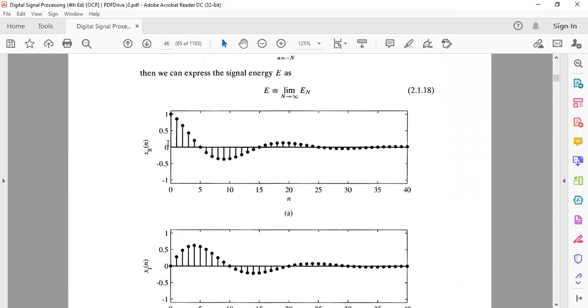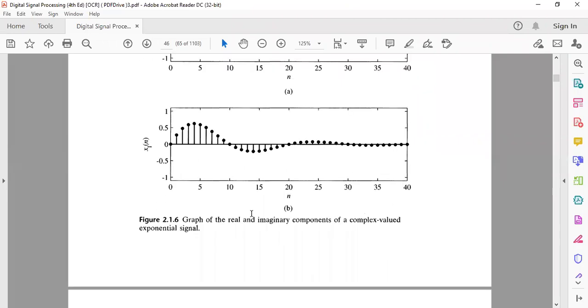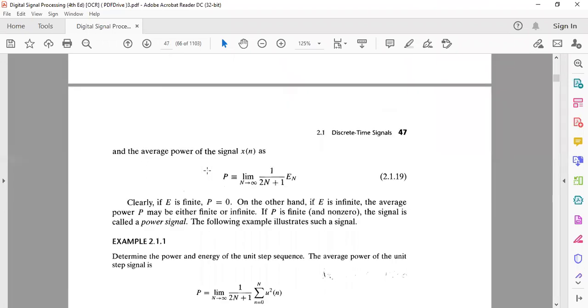This is the real part and this is the imaginary part. This was previously the graph of the real and imaginary components of a complex valued exponential signal. So we can define an energy signal.